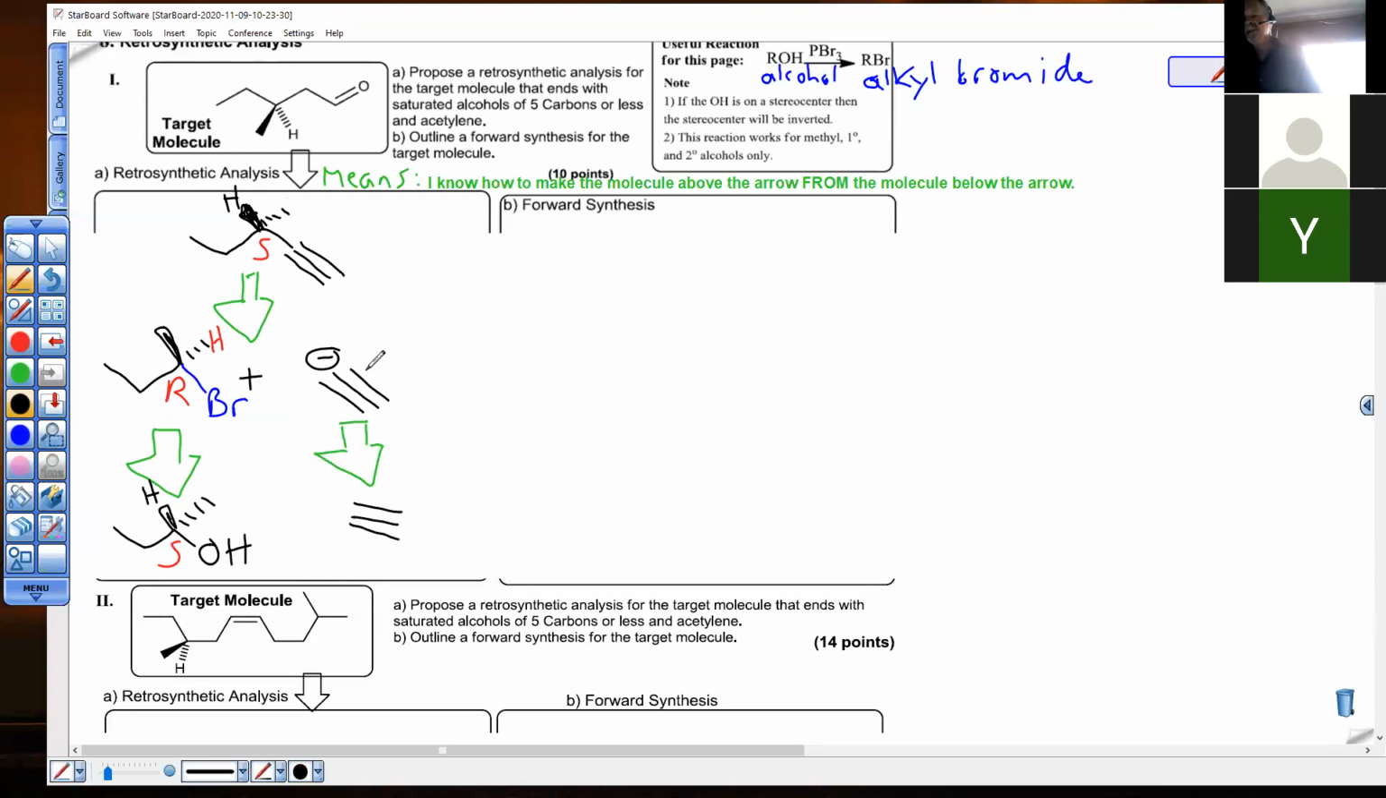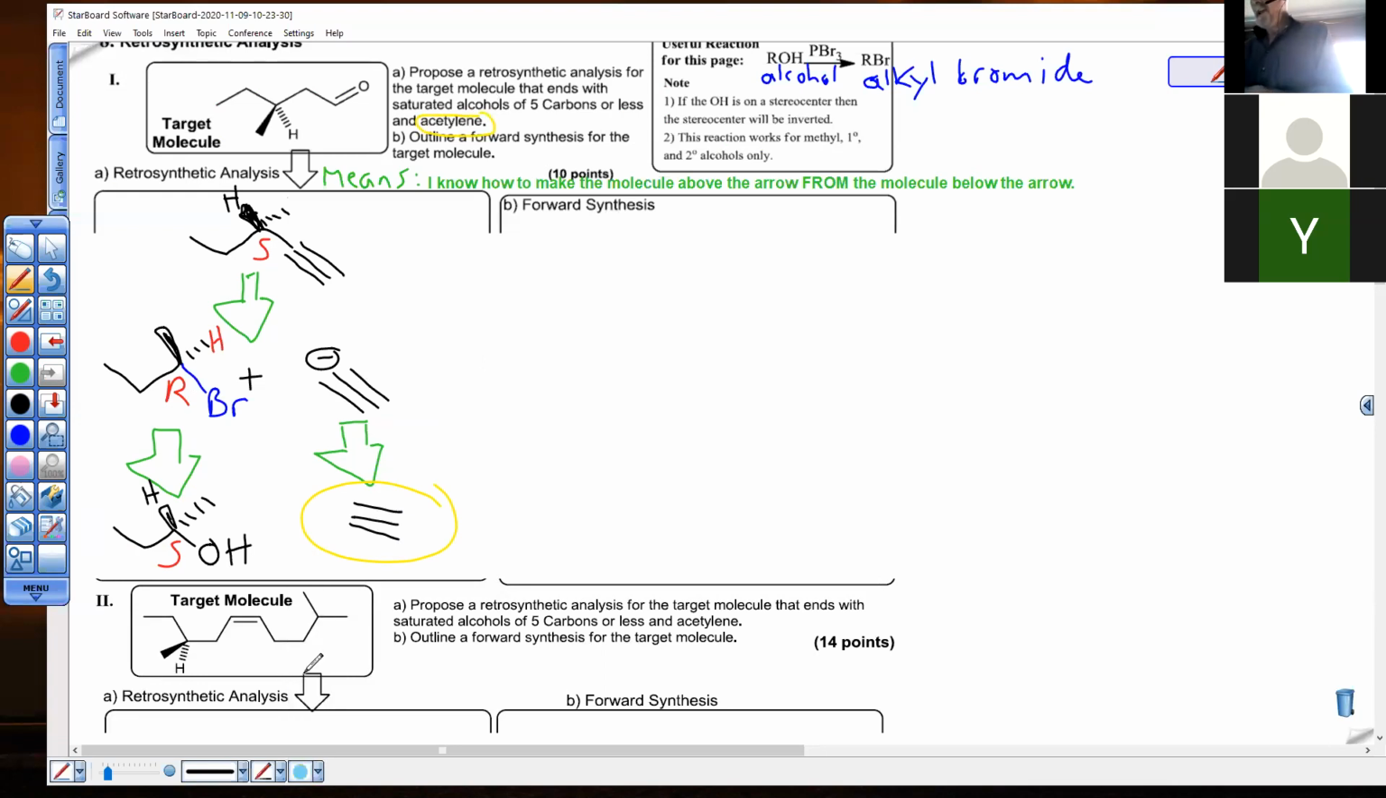Acetylide is the conjugate base of acetylene. I know how to make that from acetylene. Acetylene's on the list in the question. Gets a circle. I'm allowed to end with acetylene.